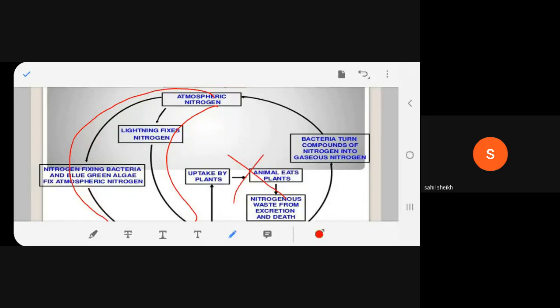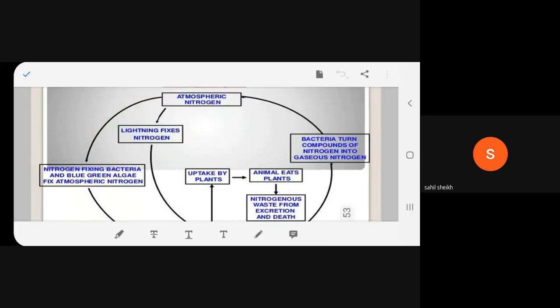Atmospheric nitrogen is fixed by blue-green algae and bacteria. Compounds of nitrogen are taken up by plants. Animals eat the plants. Nitrogenous waste comes from excretion and death. Bacteria turn those compounds of nitrogen into gaseous nitrogen, and that goes back to the atmosphere. Right? Well done. Anyone else wishes to try?